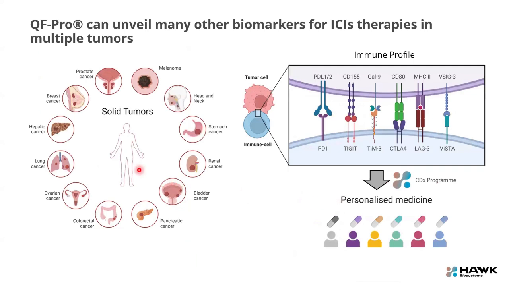So of course, it's not just about lung cancer and not just PD-1, PD-L1, or CTLA4. We are aiming to generate a whole immune profile in all the immunogenic tumors, so that each patient could receive their specific therapy, the one that they would respond to.